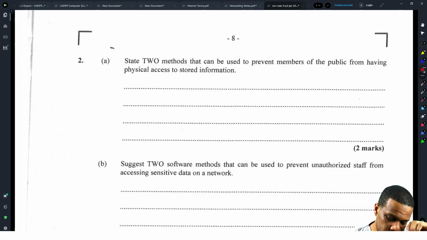Moving on, number 2. State 2 methods that can be used to prevent members of the public from having physical access to stored information.